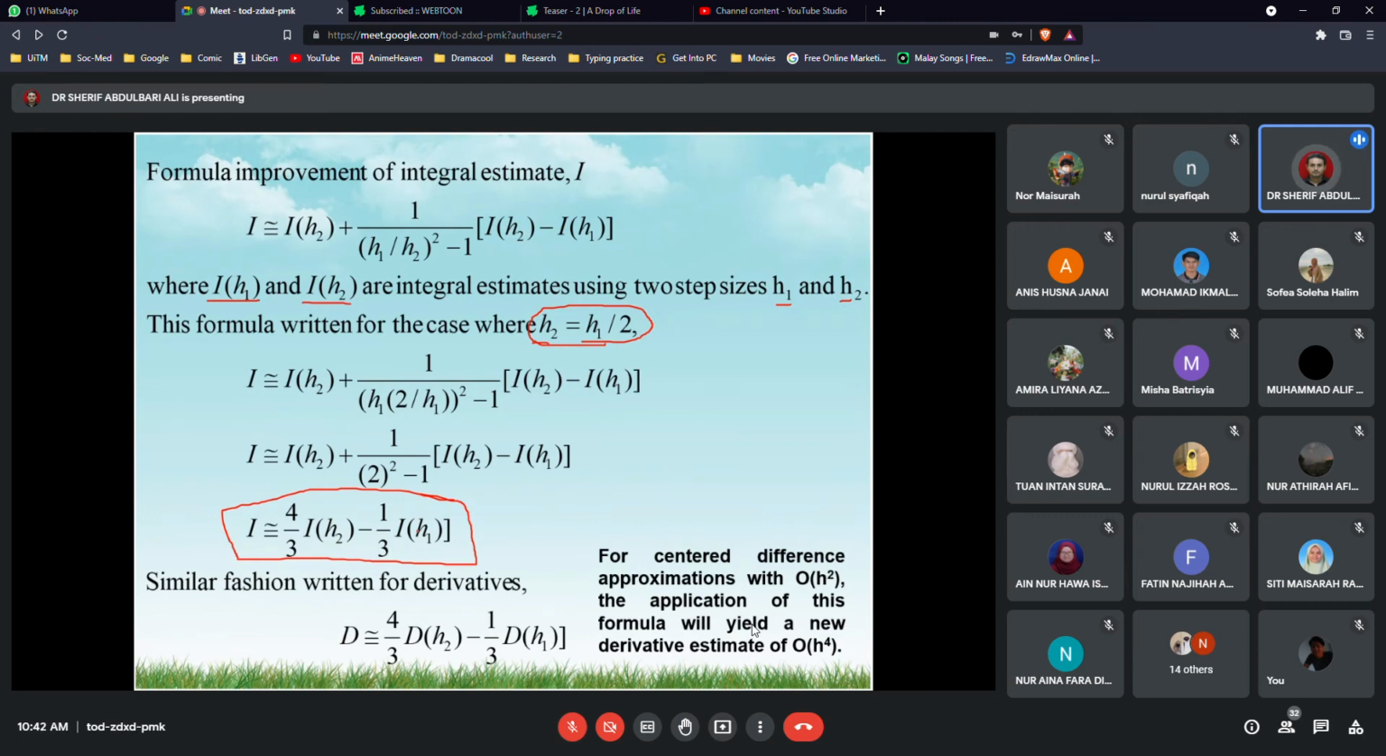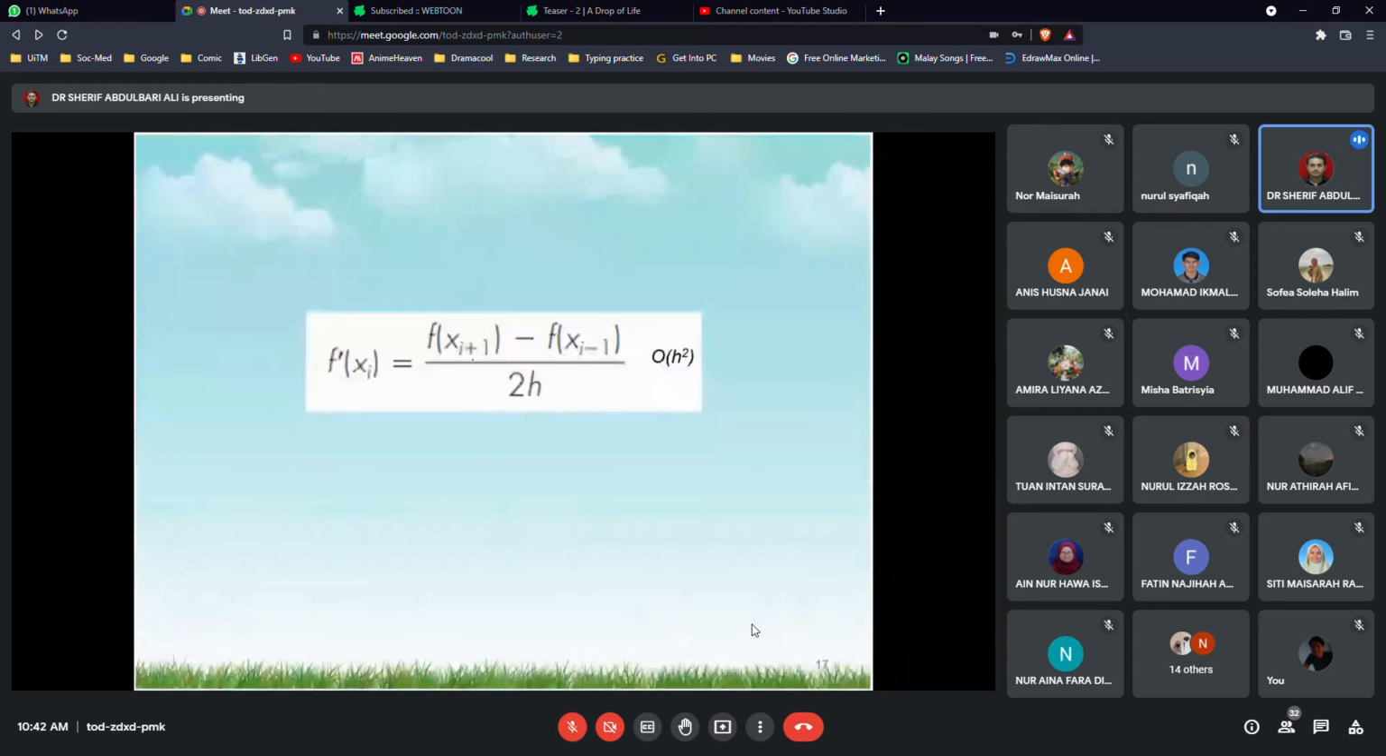We can apply this also for the derivatives. So instead of the integral, we can make it for the derivative. We just change it. What's good about these methods is that without O(h^4) terms like xi plus 2 or xi minus 2, I can achieve the same exact accuracy, as we are going to see from the example. Remember, for the equation with O(h^2), we're only using xi plus 1 and xi minus 1 over 2h. So this is what we are going to use, and we are going to achieve an answer of O(h^4).